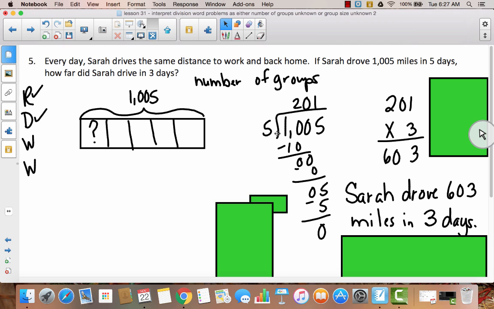So in this problem set, we were really taking a look at whether the problem was asking us about the number of groups, or whether the group size was unknown. It's really important to understand that to be able to solve the problem.